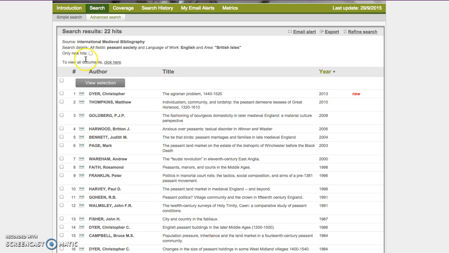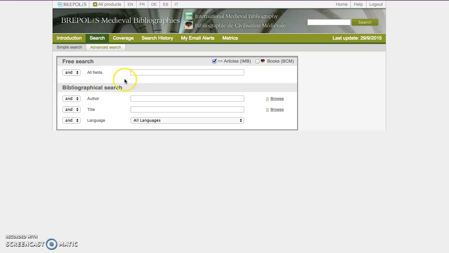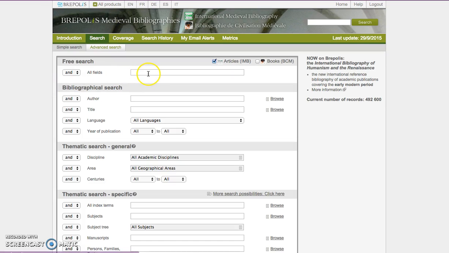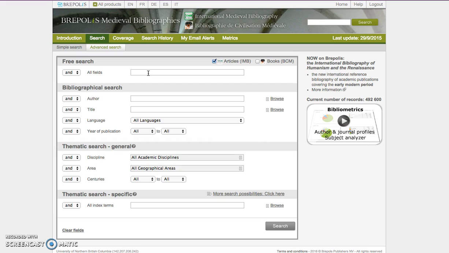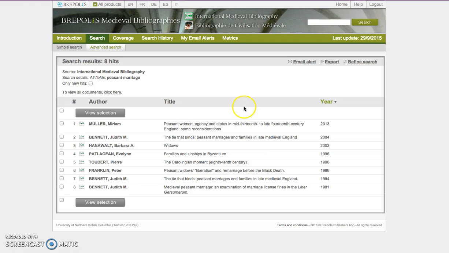Now I can go back to the advanced search and try and reshape my search to fit a bit more with the type of things that I'm interested in. So one way I can focus in particularly on peasant marriages is I can just type in peasant marriages. Now that indicates that there are 8 articles on that topic. So I can go search here.